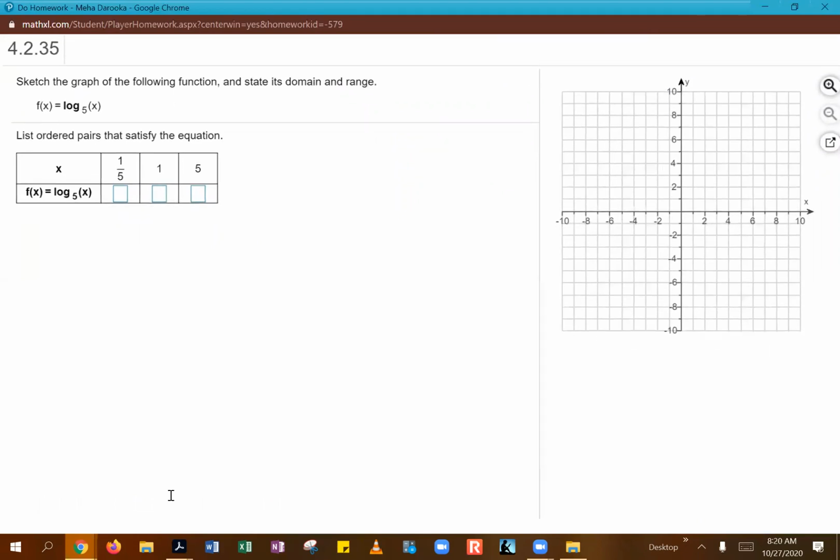MyMathLab. So as you can see, this one is about log of x with base 5. And the first thing they want us to do is complete this table over here. So you can basically rewrite this function as y equals log of x with base 5. And when they're asking us to do these ordered pairs, basically what you are doing is replacing that x value with the values given to us over here.